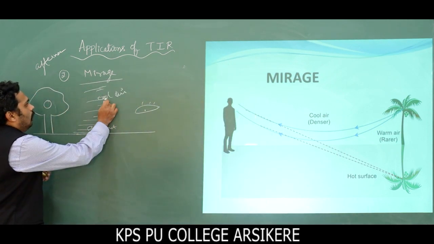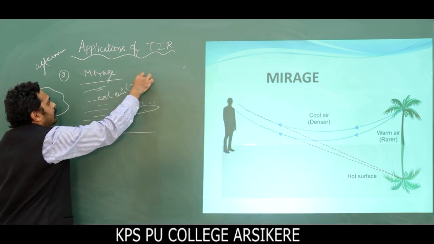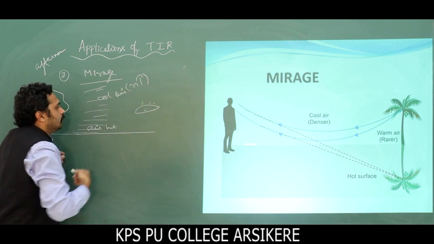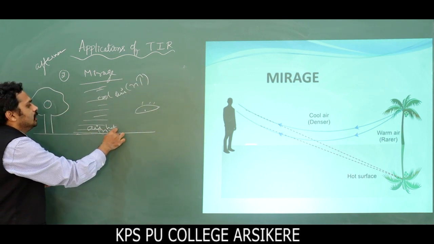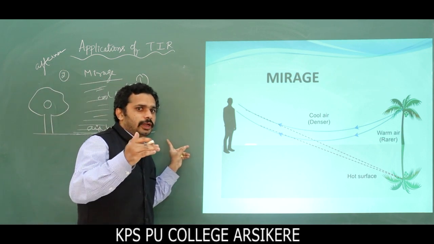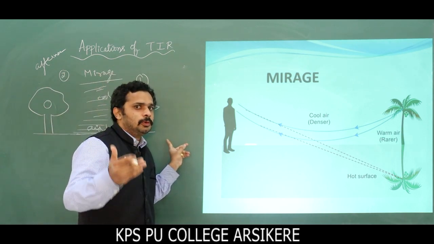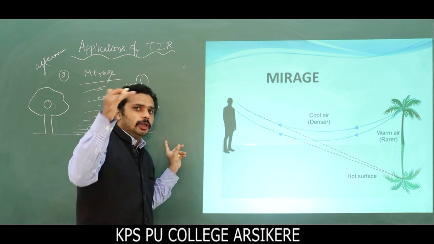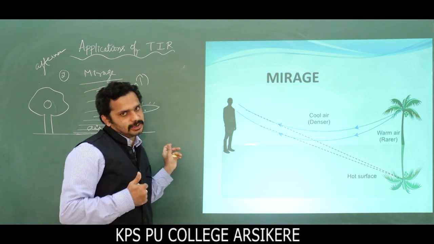Cool air has high density and high refractive index. Hot air has less density and less refractive index. If the optical density is more, the refractive index is more. If the optical density is less, the refractive index is less.